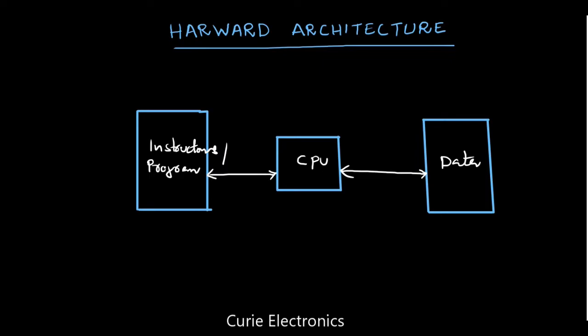So this is the basic difference between the two architectures. That is how the memory is interfaced with the CPU and whether the memory holds data and program in the same memory or different memory. If it is different, then it is Harvard architecture. Let us compare these two architectures.